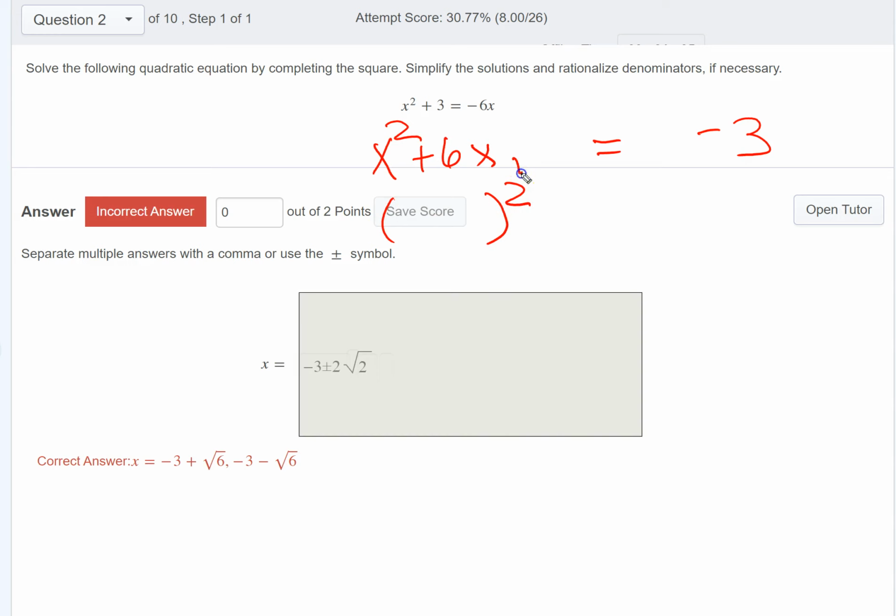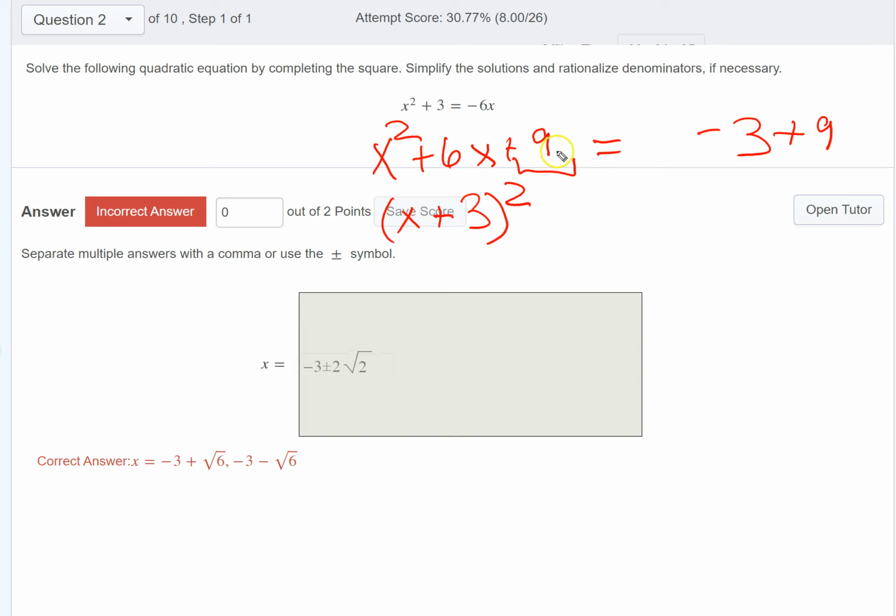And we want to find our c term. So this is x plus b is 6, so half of b is 3. Now we square 3 to get our c term, which is going to be a 9. But to keep this equation, we have to add 9 to this side as well. We added 9 there, added 9 there.